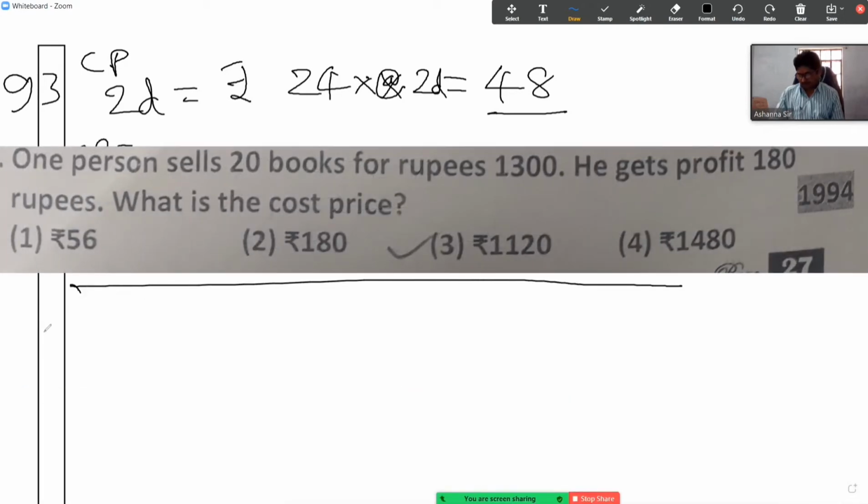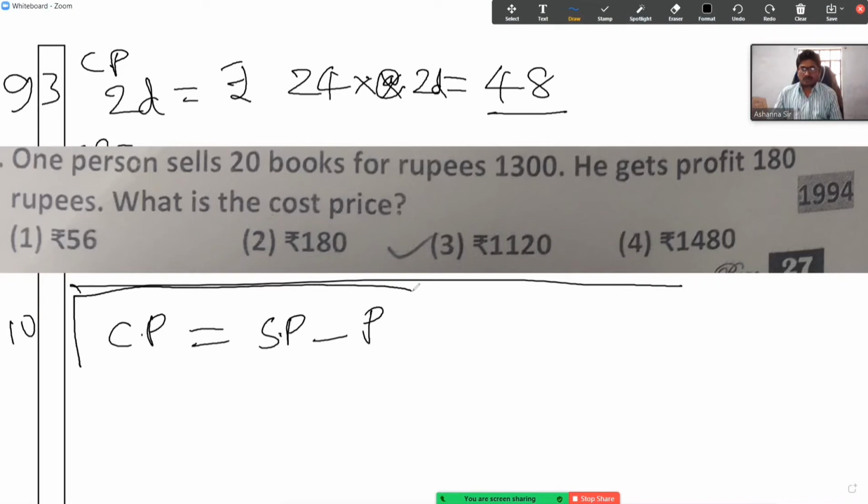Next, 10th question. One person sells 20 books for 1,300 rupees. He gets a profit of 180 rupees. What is the cost price? Cost price is equal to the formula, selling price minus profit, we know.